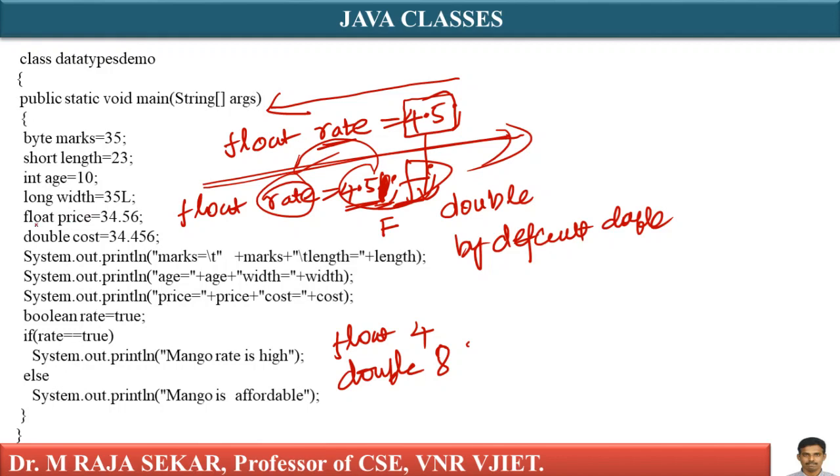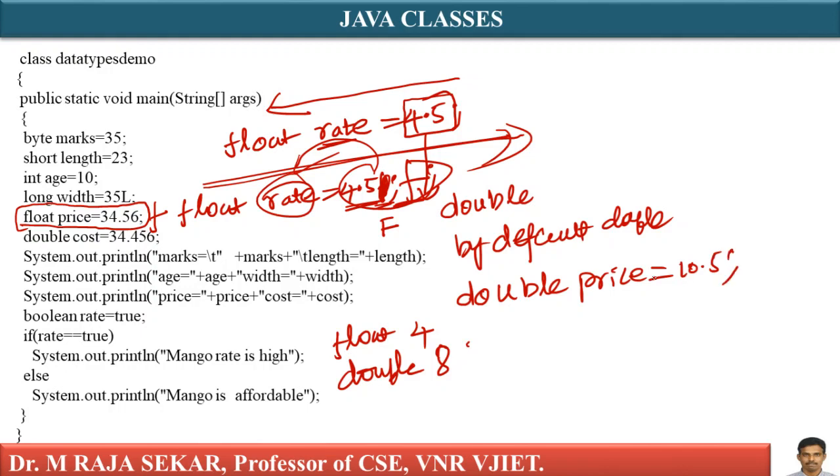Just see here, I am declaring a variable, float price equal to 34.56. Am I suffixing with small f? I am not suffixing with small f. Therefore, in this case, it will generate an error. Which error it will generate, we will try to understand. For example, let me say double price equal to 10.5.